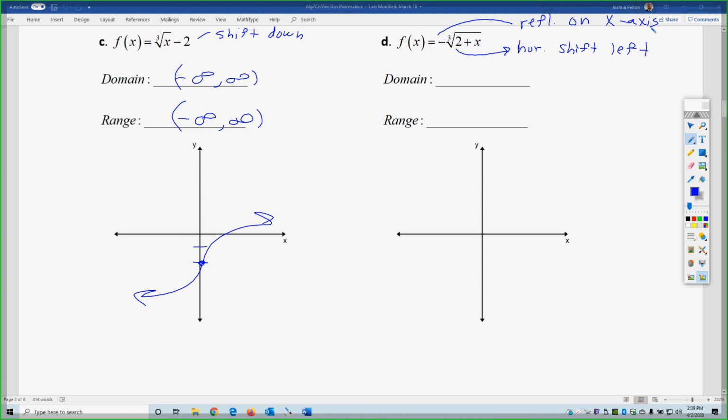So we shift left first because that's a horizontal translation, and that happens second. So we shift left 2. Normally you'd be like this, but since we reflected over the x-axis, now we're going to be like this. But again, we're doing sketches according to the directions. There's no domain restrictions here for odd roots. They go in all directions because you can do both positive and negative odd roots.